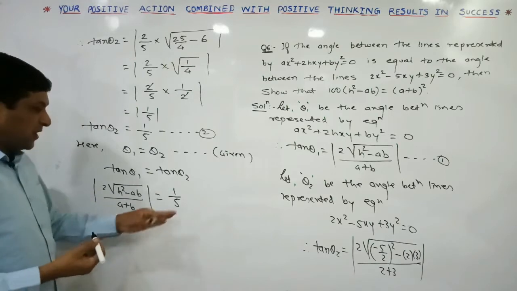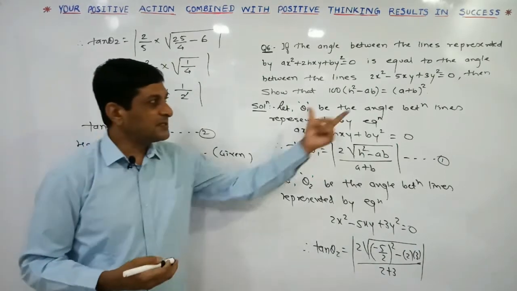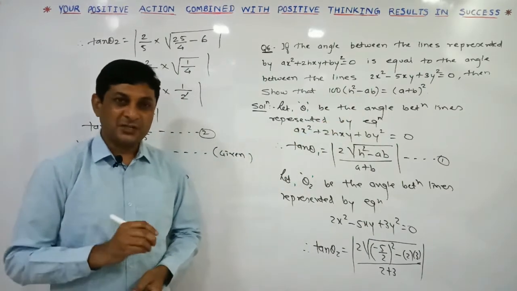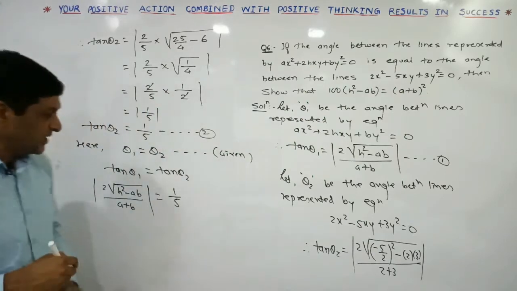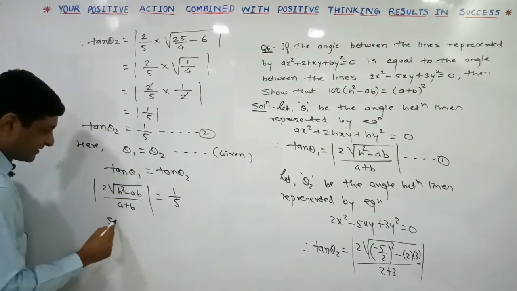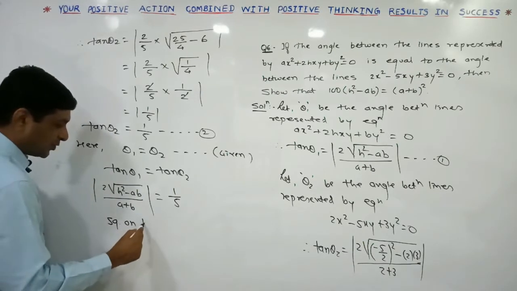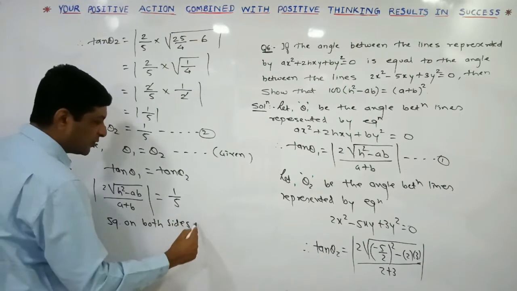Now we have got one equation in terms of a, b and h, and our required result is also in terms of a, b and h. But if you observe the required result, the root does not appear in it. So to eliminate this root, we are squaring both sides. So square on both sides. Let us see what we will get if we are squaring both sides.